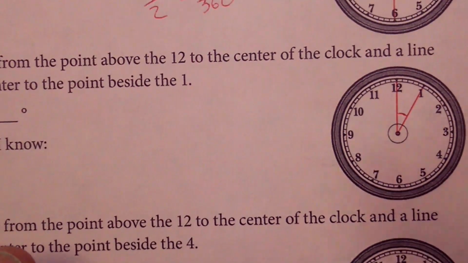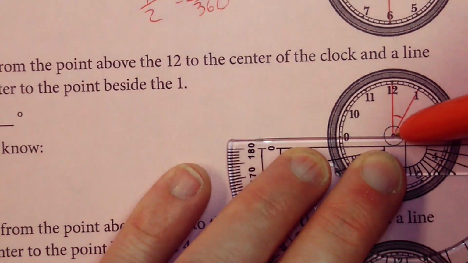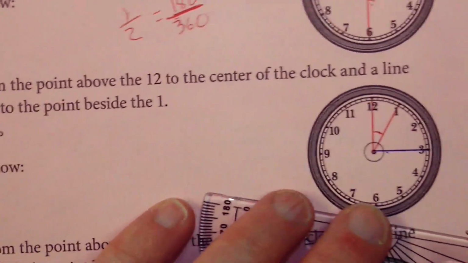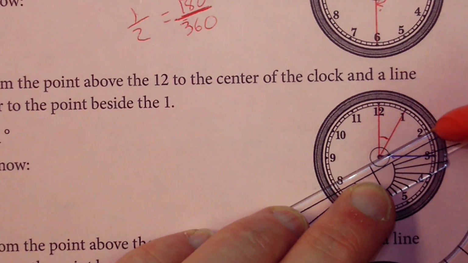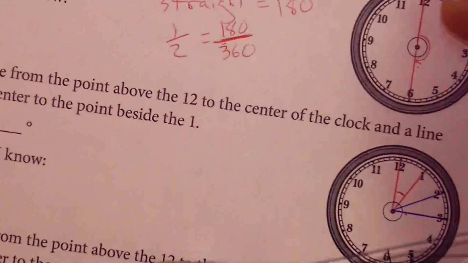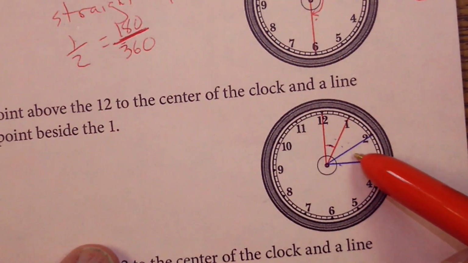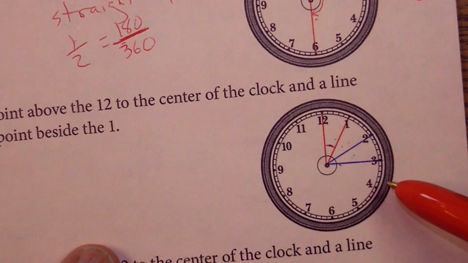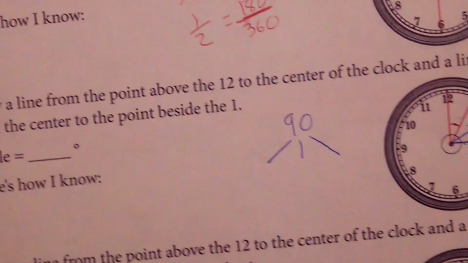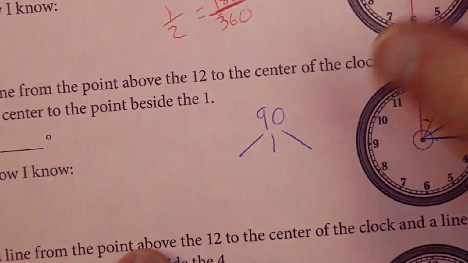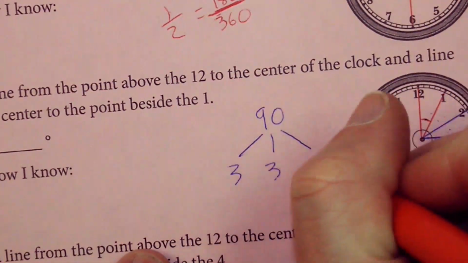I'm going to do some blue drawings in here, okay? If we went to the 3, that would be 90 degrees. Okay? But if I split this whole quarter of the circle into 3 pieces, so I have 1, 2, 3 angles, we know that these 3 angles equal 90 degrees. Okay? How do I split 90 into 3 different equal pieces? Well, how do you split 9 into 3 equal pieces? Well, if you split 9 into 3s, those are equal.